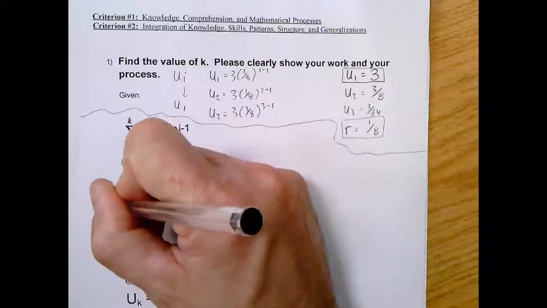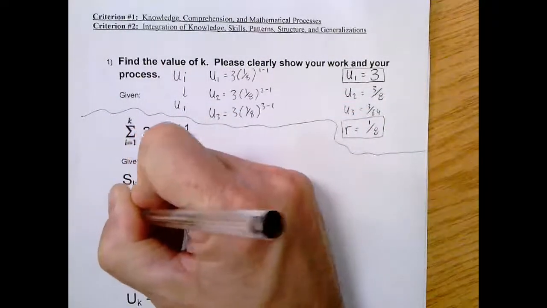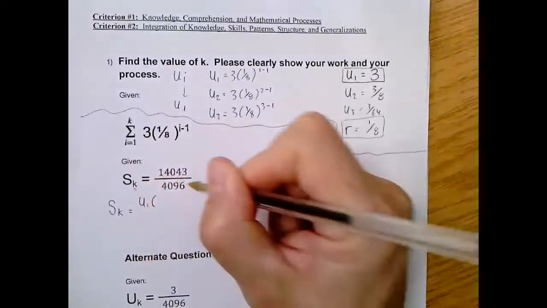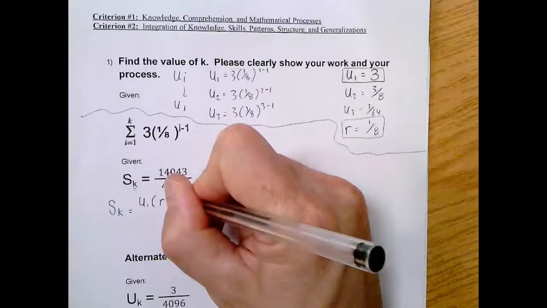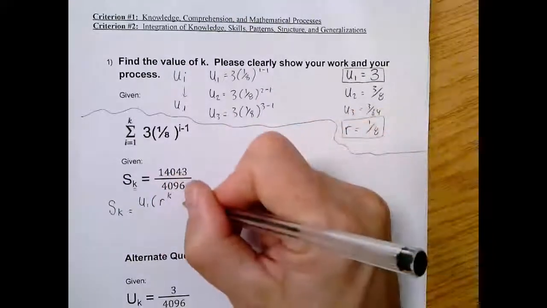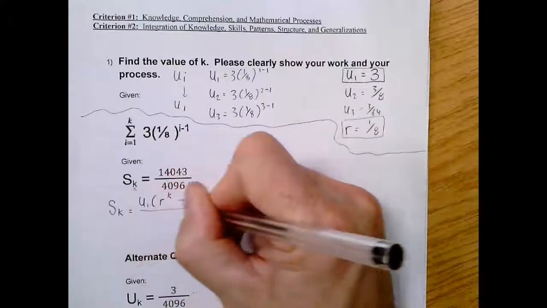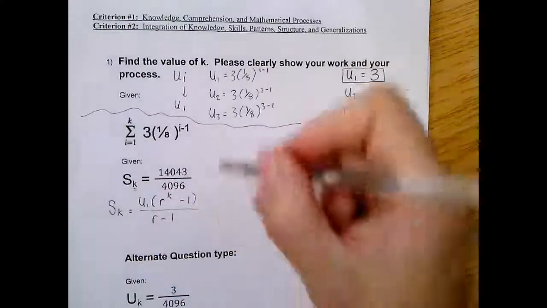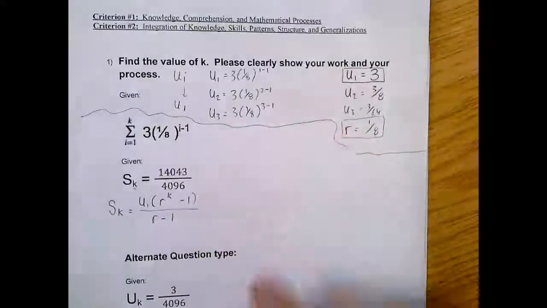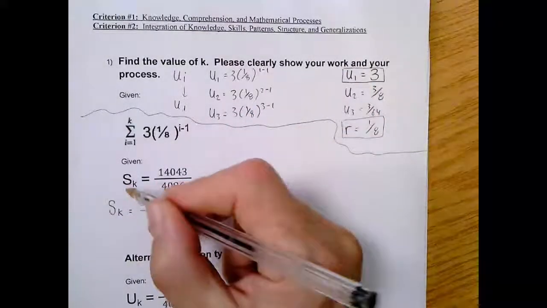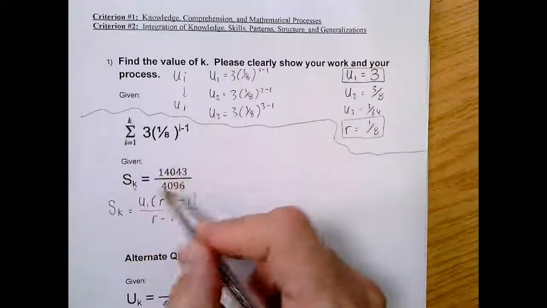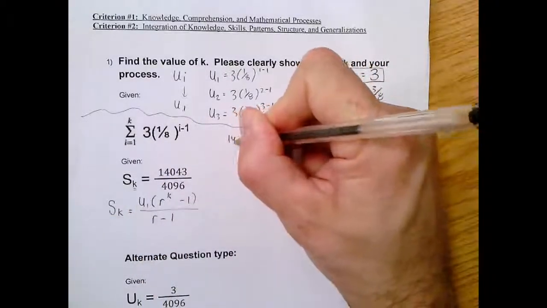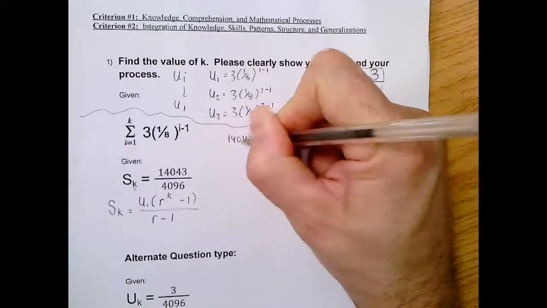So the formula I'm working with right here is S sub k equals my first term, u sub 1, multiplied by my rate to the k power minus 1, all over r minus 1. Okay, so I'm going to start here and just start substituting in. The first thing I know is, whenever you see S sub k, you can write this value. So instead of S sub k, I'll just write that value. This is the first big piece I'll substitute in.